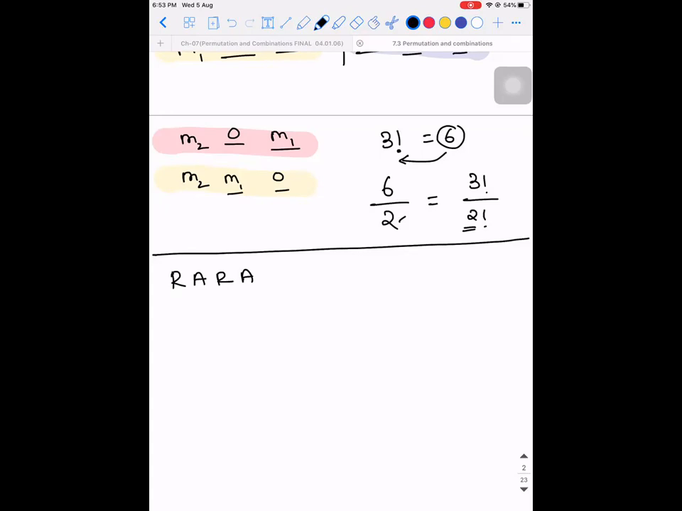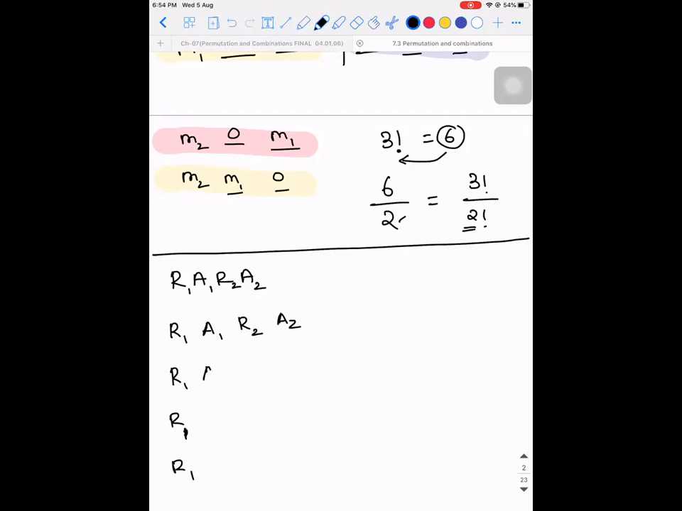So this is R1, R2, but in our mind we know R1 and R2 are the same. This is A1 and A2. Correct? How many letters are there? 4 letters. How many blank spaces are there? 4 blank spaces. How can you fill them? If I keep R1 fixed, then A1, R2, A2. R1 will get fixed 4 times.